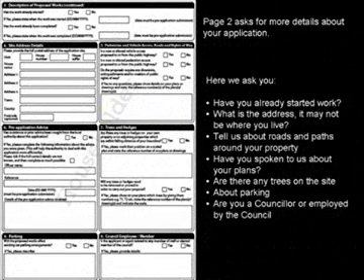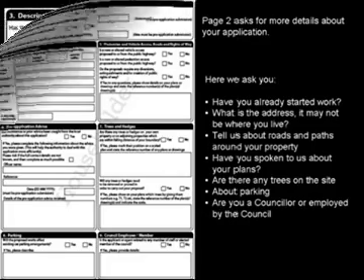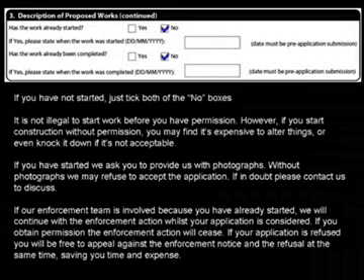Page 2 asks for more details about your application. Here we ask you, have you already started the work? What is the address? It may not be the same place as you live. Tell us about roads and paths around your property. Have you spoken to us about your plans already? Are there any trees on the site? Tell us about the parking. Are you a councillor or employed by the council? Let's look at each of these sections in detail.